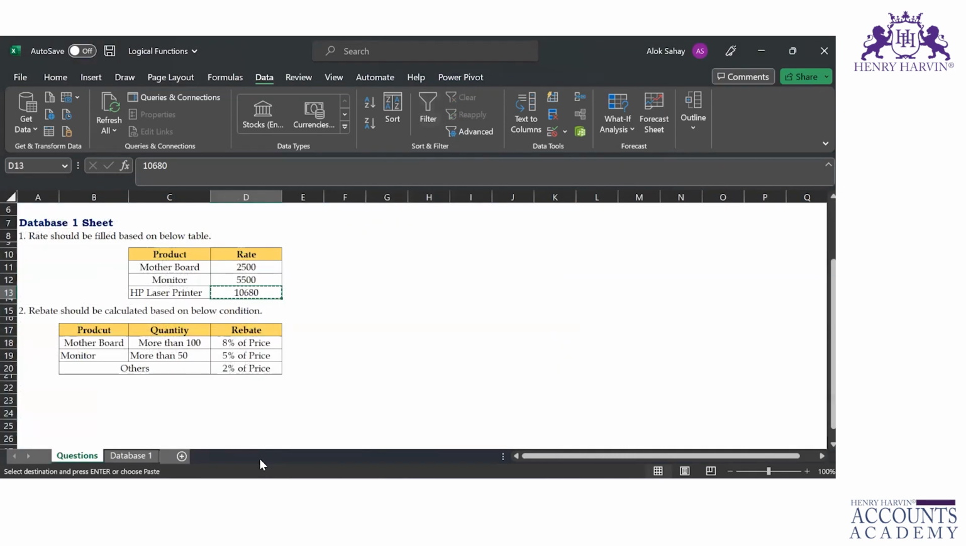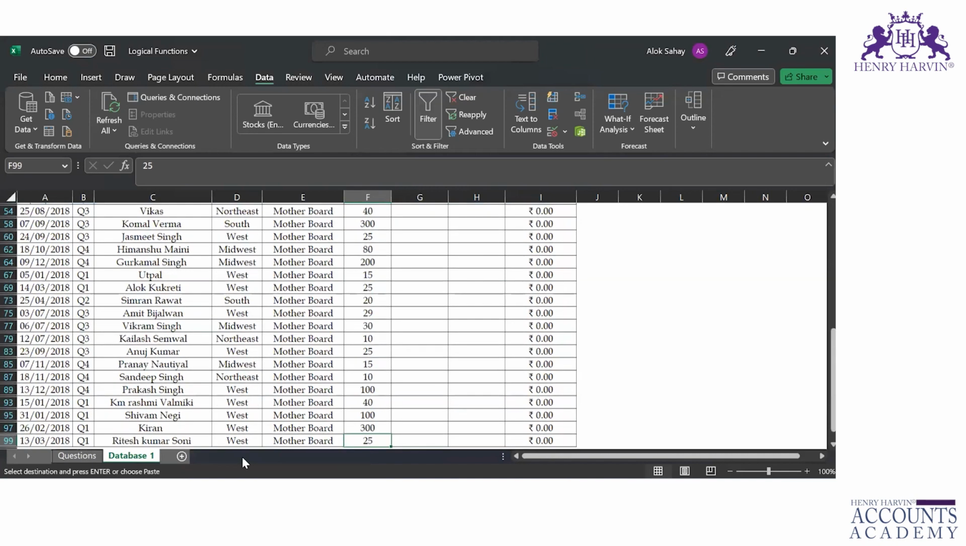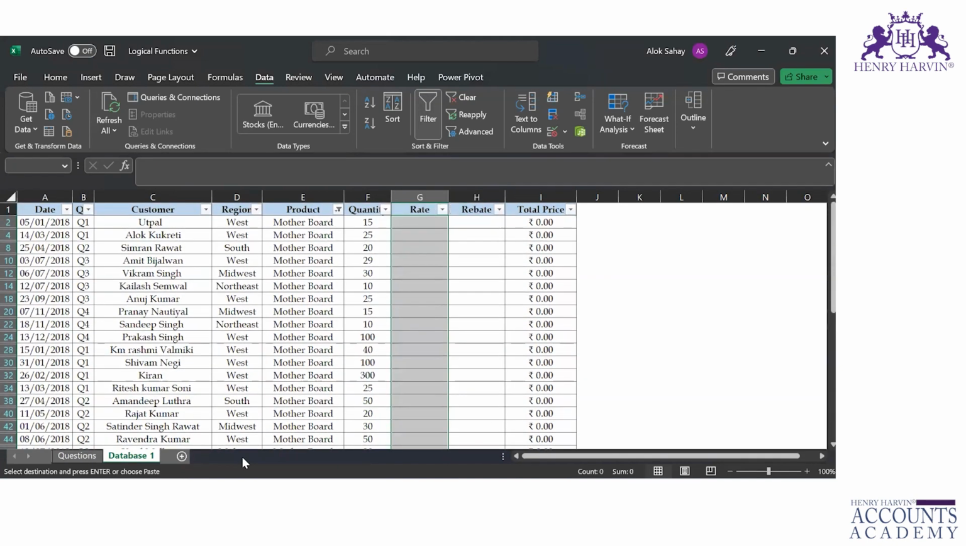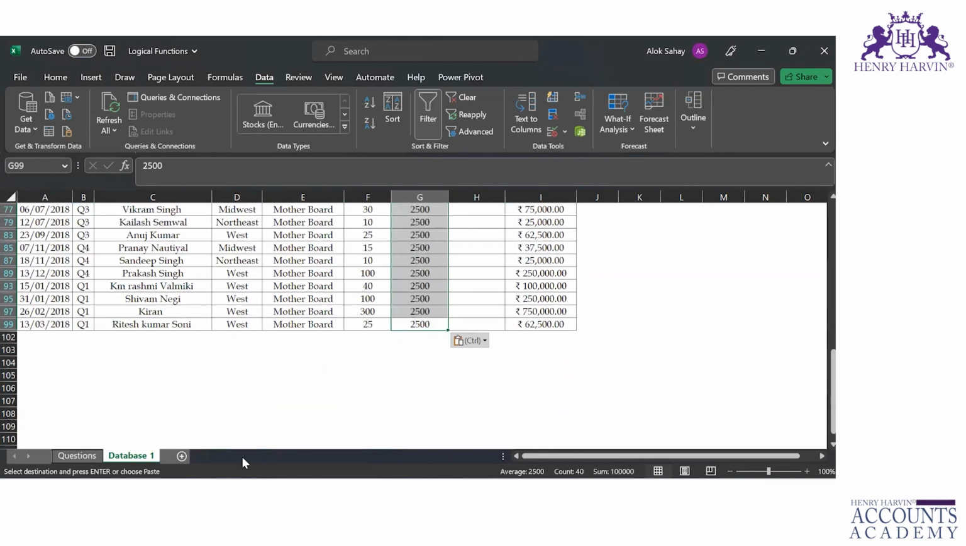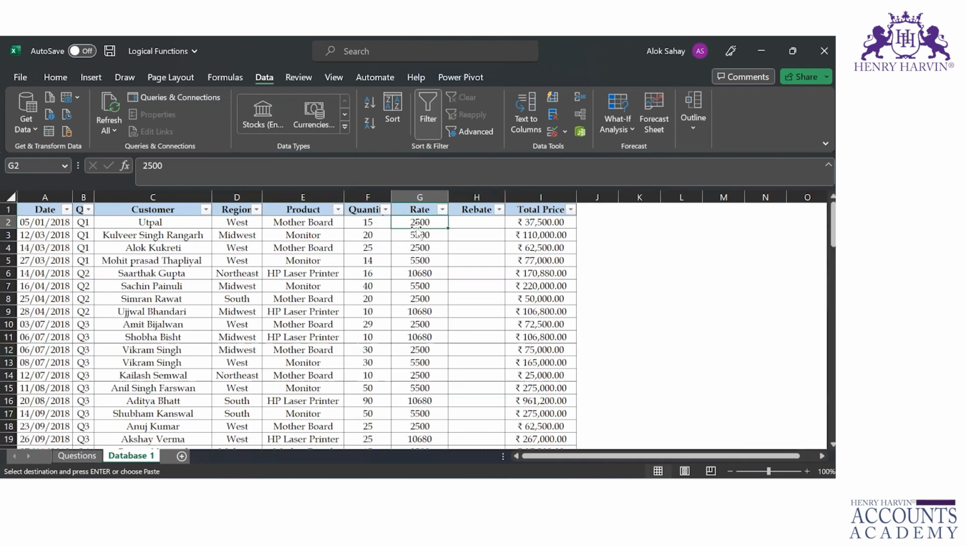We'll come to here. It is monitor. So for monitor you have selected, and if there are only three, it is very easy for you to implement the filter and then type the rate, correct? Let's say there are 30 products, then how would you be able to put the rate? So this is the easiest way of providing the rate.